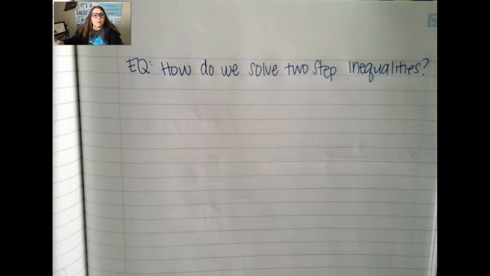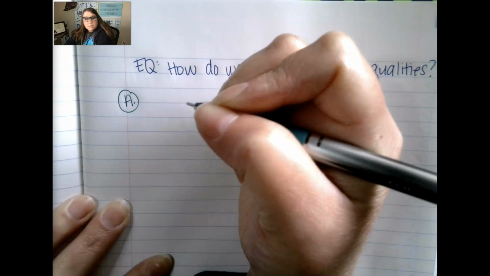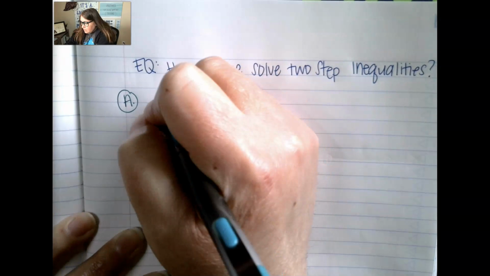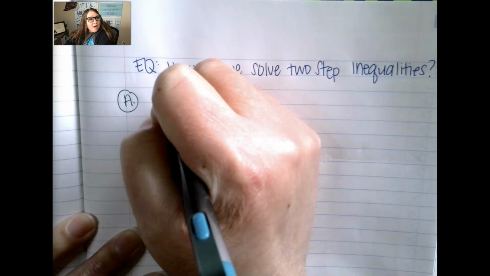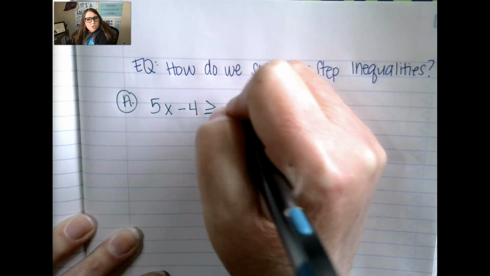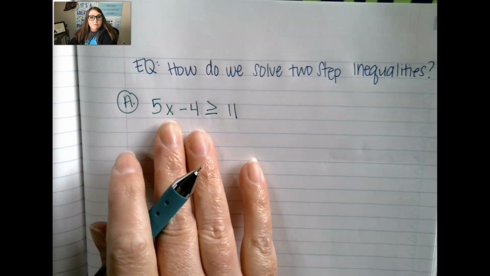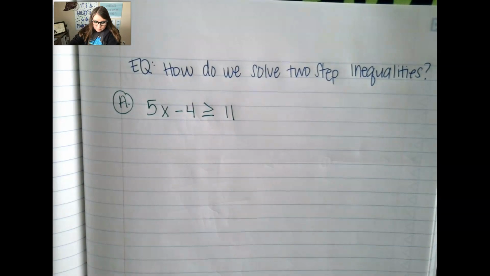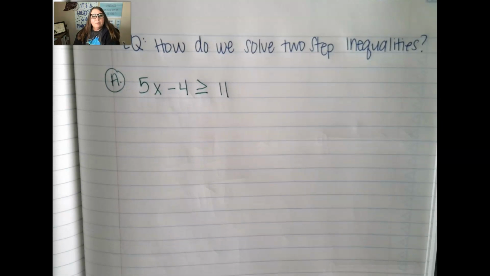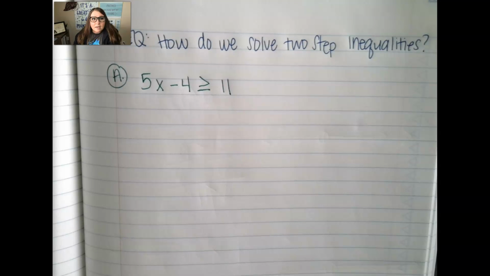So the first example we're going to look at, example A, is 5x minus 4 is greater than or equal to 11. If you notice, on this side we have more than just a 5x. We have a minus 4. So to solve this problem, we have to do two opposite operations in order to get the variable by itself. We want x to be alone. We want to isolate the variable.